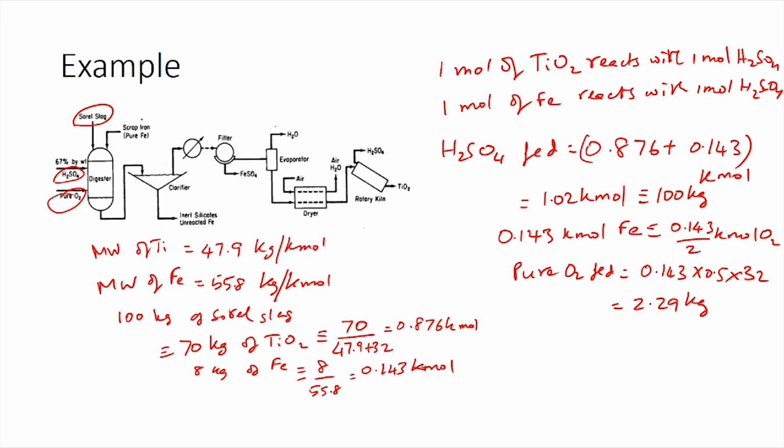Now that we have the information about the Sorrel slag, H2SO4 and O2, the other component which is fed is the scrap iron. We have been told that scrap iron or pure iron is fed at a rate of 36 kilograms per kilogram of Sorrel slag. So, this means pure iron fed would be equal to 36 times 100, giving you 3600 kilograms of pure iron being fed.